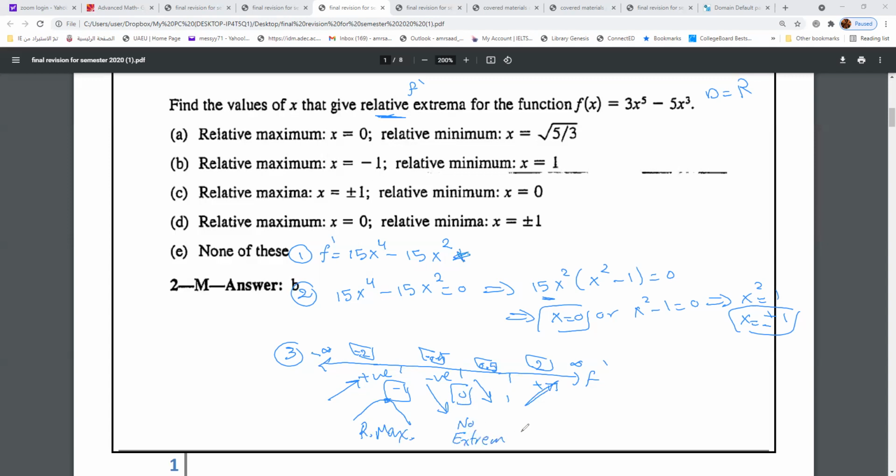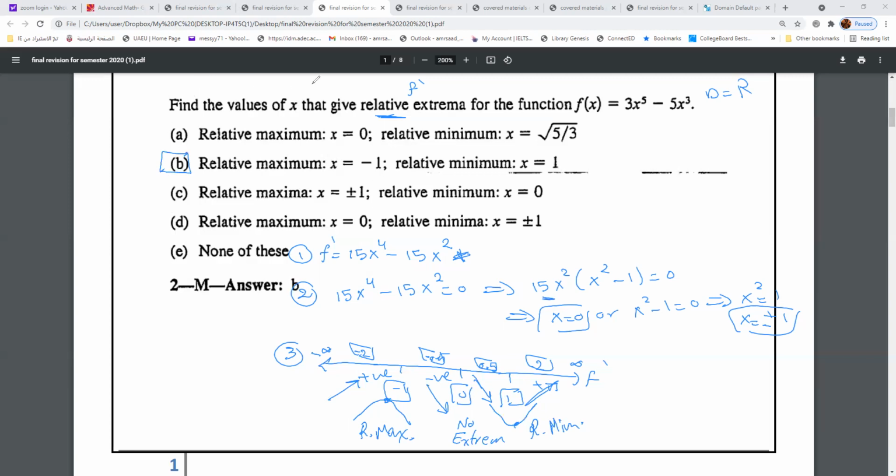Because I told you, the critical number at which the function must be defined, the first property. Second one, the first derivative equals 0 or does not exist. Third one, the behavior of the function must change. But here, there is no change in the behavior of the function. It means decrease, decrease. But at this critical number 1, here from decrease to increase, in this case, we have relative minimum. So as you know, we have a relative maximum at negative 1, relative minimum at x equals 1. That is why our choice is B.